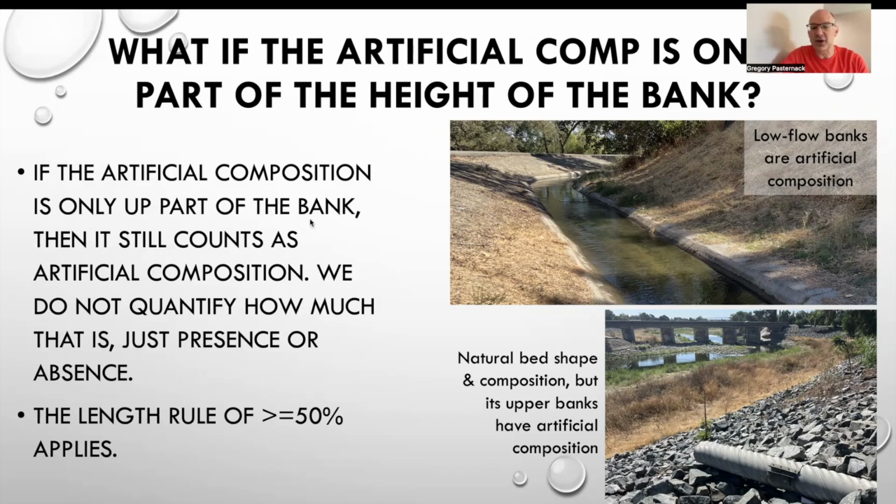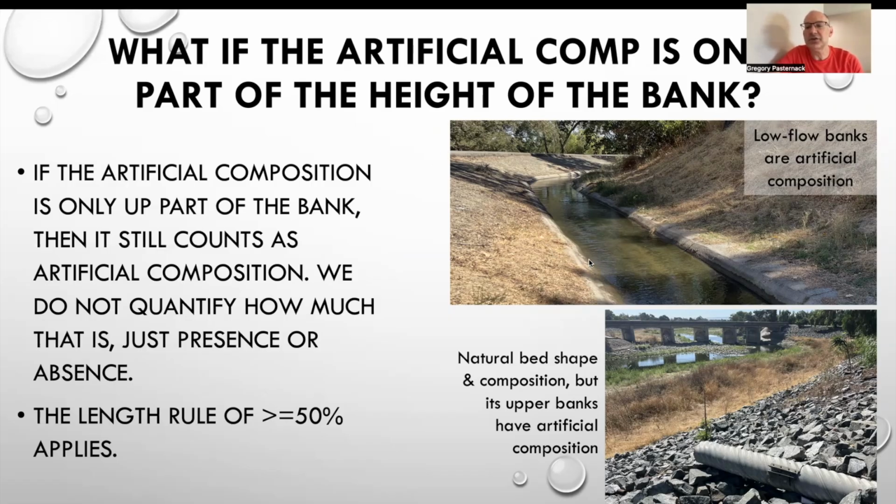I think if you evaluate, like in this case, the whole toe of this low flow channel, it's the lower part of the bank slope, it's all concrete. Even though that's a small fraction of the total cross-sectional height.